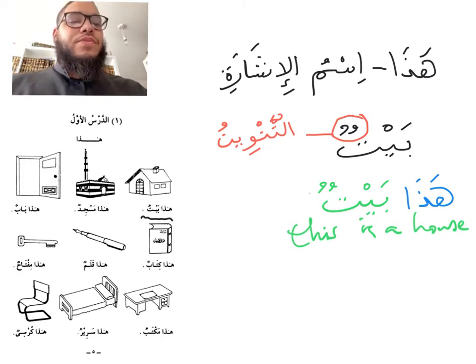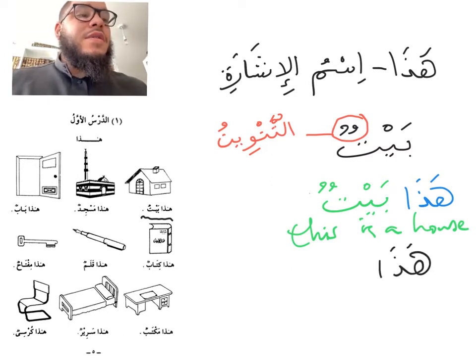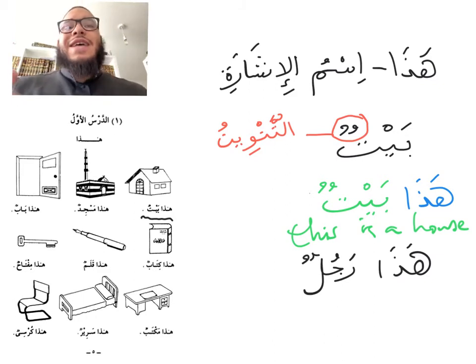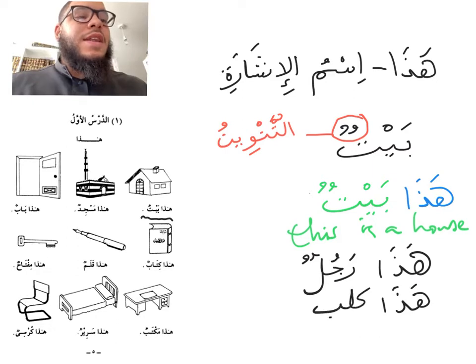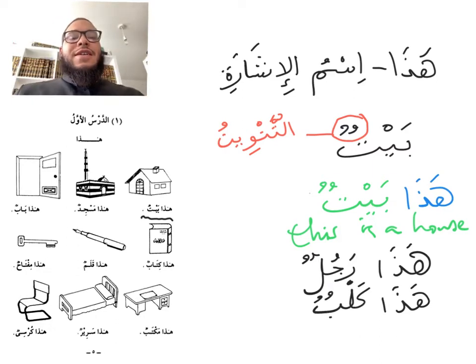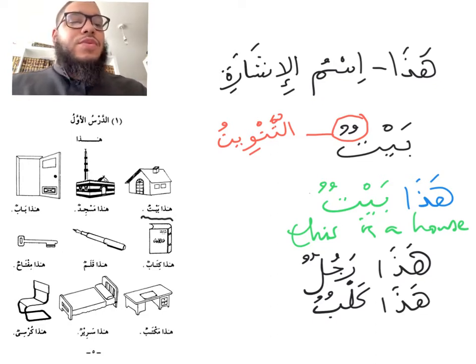So, for example, if I give you an example of a rational noun, I'm going to say, هذا رجل, this is a man. رجل in the Arabic language means a man. هذا رجل, this is a man. Then I'm going to also say, هذا كلب, this is a dog. Now you can see an irrational noun referring to an animal. So we had هذا بيت, an object. هذا رجل, this is a man, a person. هذا كلب, this is a dog, referring to an animal.